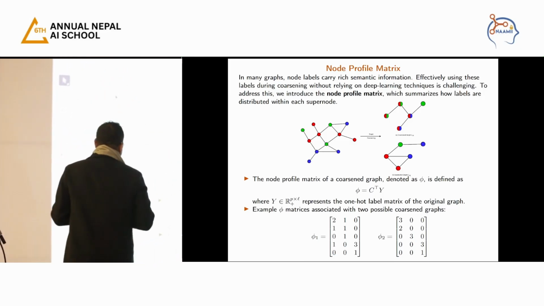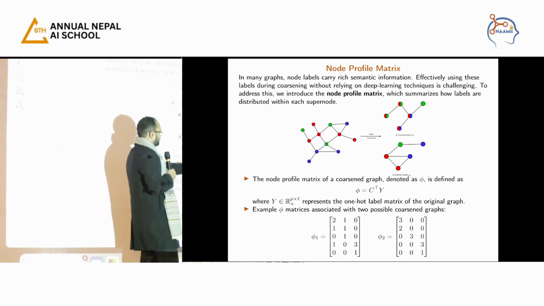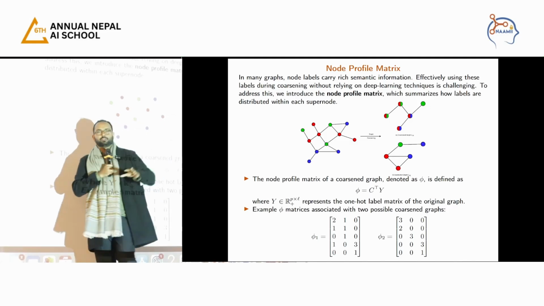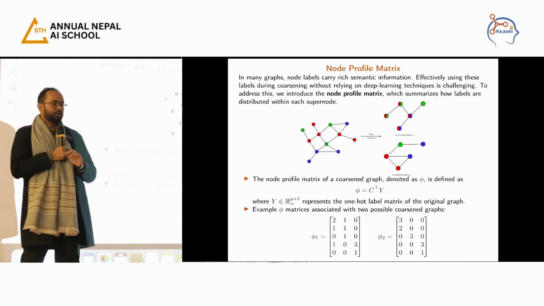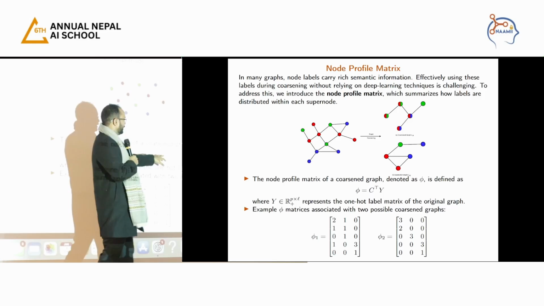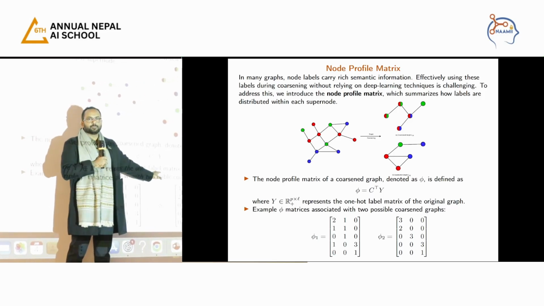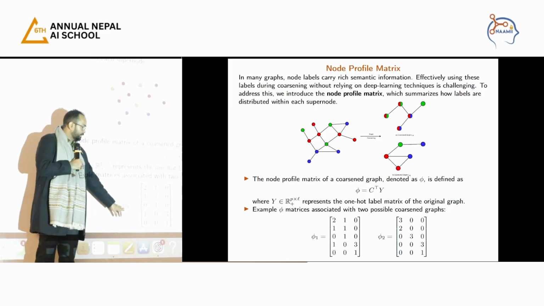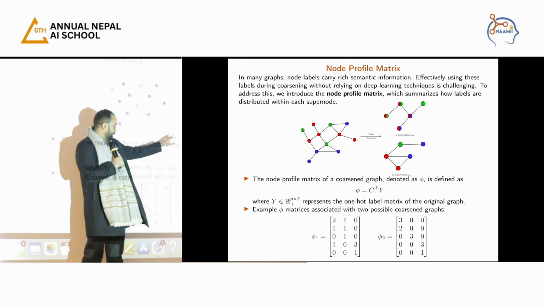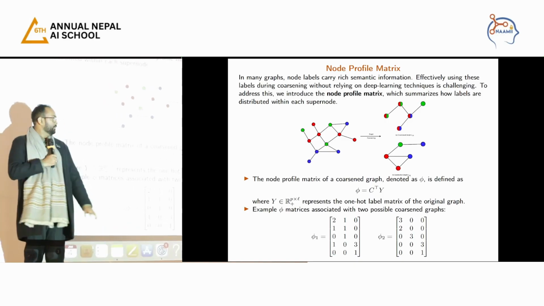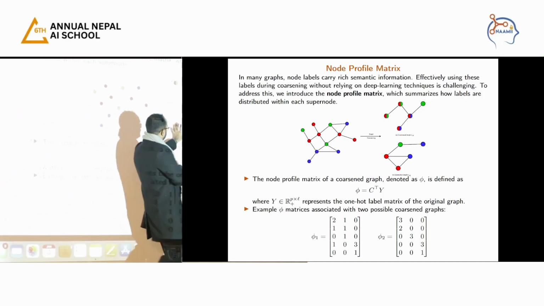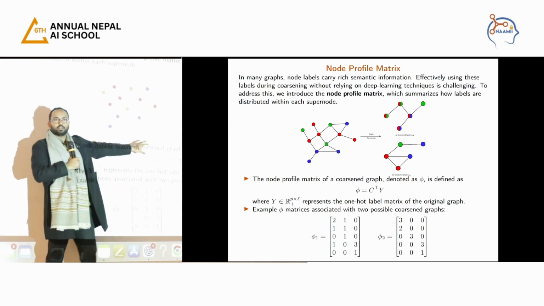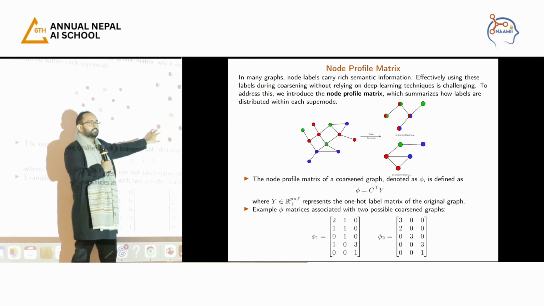So just one hint. Suppose C is a mapping, what we have done so far, and Y is the matrix of labels. I define a new matrix, C transpose Y, known as the profile matrix. So the profile matrix would be of size quotient nodes by number of labels. Suppose in this case we have 5 by 3.